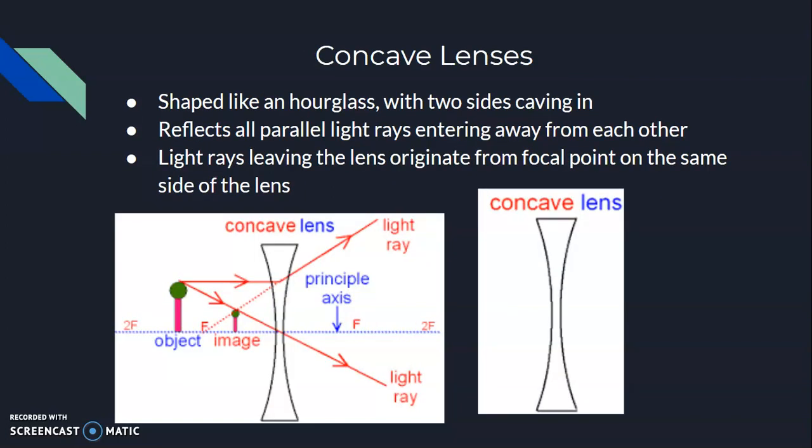The second type of lens is a concave or diverging lens. This lens has two sides that cave in, similar to the shape of an hourglass. Unlike a convex lens that bends light towards one location, a concave lens bends light rays away from each other. The focal point of a concave lens can be found by tracing the diverging rays back to their originating location. Since the focal point is on the same side as the parallel light rays entering the lens, the focal length is defined as a negative value.